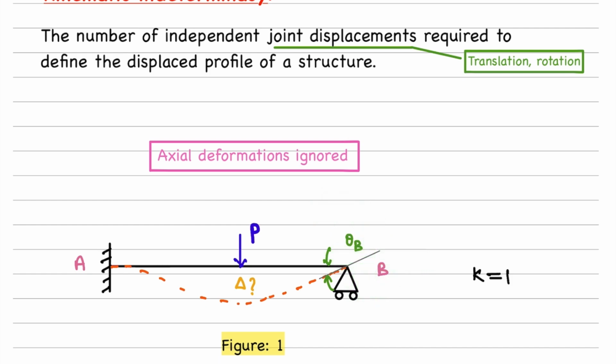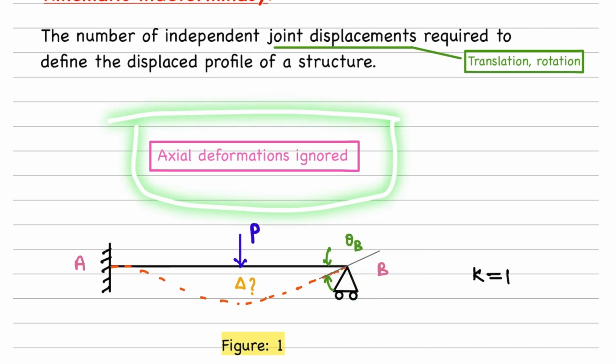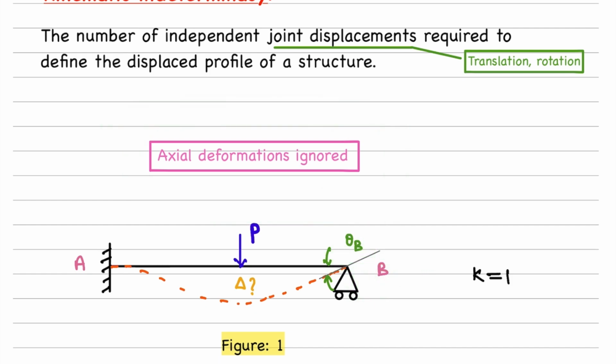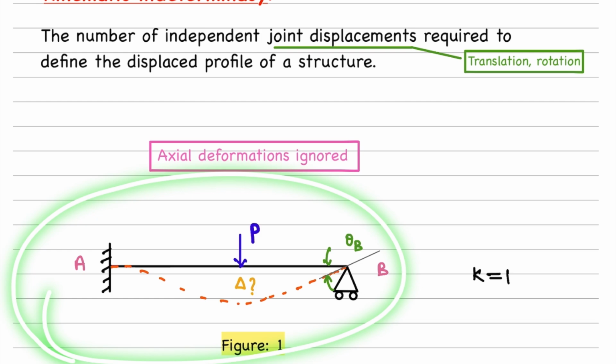But in case of beams, we don't consider axial deformations because when compared to the transverse deformations of a beam, these axial deformations are negligible. Therefore, we do not take into account this horizontal degree of freedom anywhere when we consider joints of a beam. And what remains? Just this rotation degree of freedom, right? That's all it takes to capture the complete displaced profile of this particular beam.